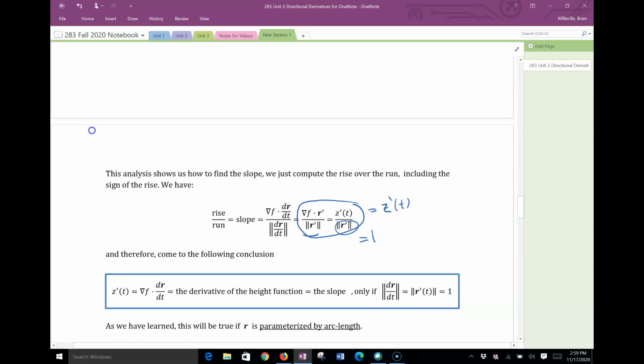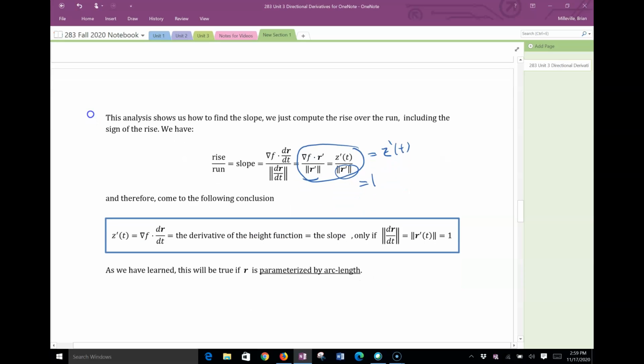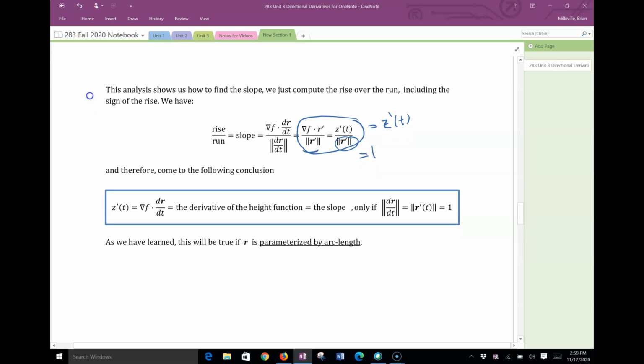And that, as we've learned in Unit 2, will be true as long as the curve little r of t is parameterized by arc length. Okay, so again, just to reiterate, the derivative of that third component, which is the derivative of the height function, will give us the slope of the surface pointing in the direction dictated by the curve little r of t only if the curve is parameterized by arc length. In the next video, we'll say how to define a directional derivative using this fact.